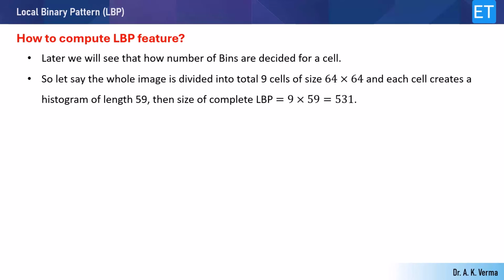Okay. So now let's say the whole image is divided into 9 cells of size 64 by 64. Each cell creates a histogram of length, let's say, 59. So the size of the LBP feature will be 9 into 59, that is 531.